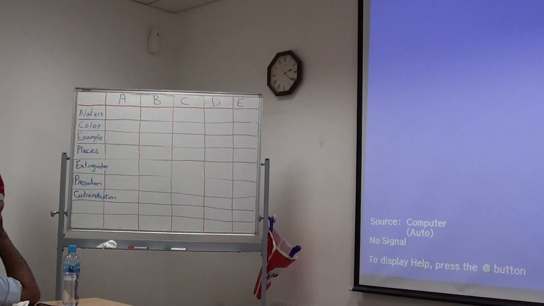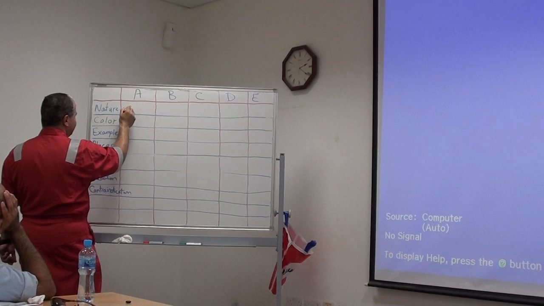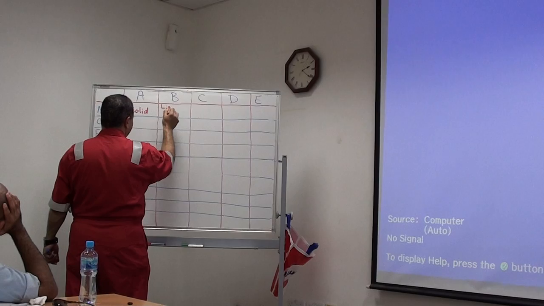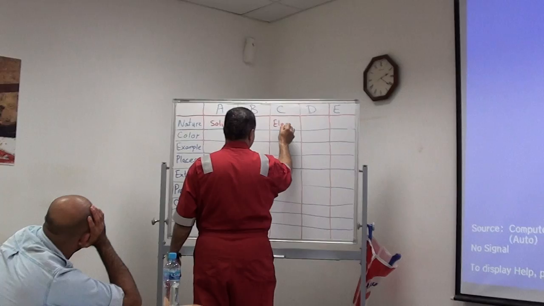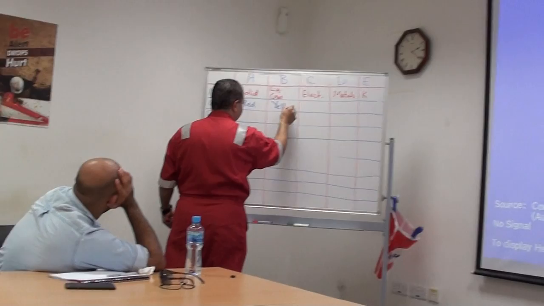Class A, what is the nature of class A? Solid, liquid or gas? Solid. What is the nature of class B? Liquid or gas. What is the nature of class C? Electricity. What is the nature of class D? Metals. What is the nature of class E? Kitchen. What about the color? Red. Yellow. Black. Blue.